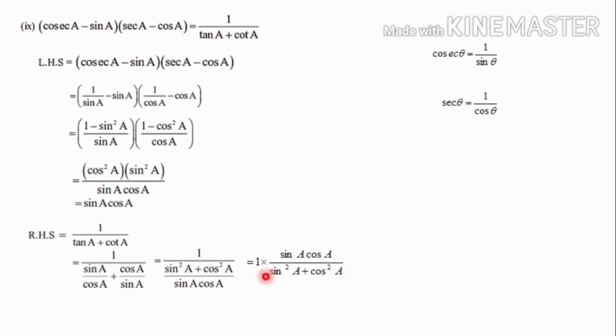We have already learned that sin square a plus cos square a, that is sin square theta plus cos square theta, the identity, that is equal to 1. So sin a cos a divided by 1 it will come, that is equal to sin a cos a. That is our right hand side. Left hand side also we have solved and kept as sin a into cos a. That is LHS is equal to RHS, hence the proof.